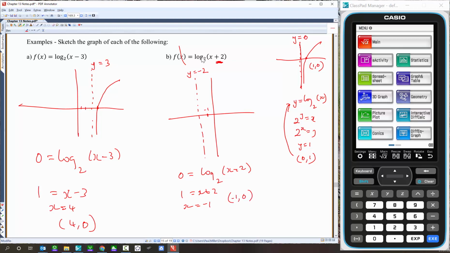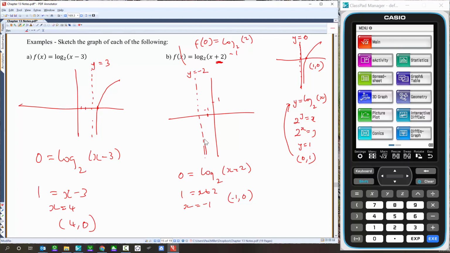Okay, let's find out the y-intercept. So the y-intercept occurs when x is equal to 0. So I'm going to do f of 0 equals log base 2 of (0 + 2), which is log base 2 of 2, which is equal to 1. So it's got a y-intercept of 1 as well, or not as well.